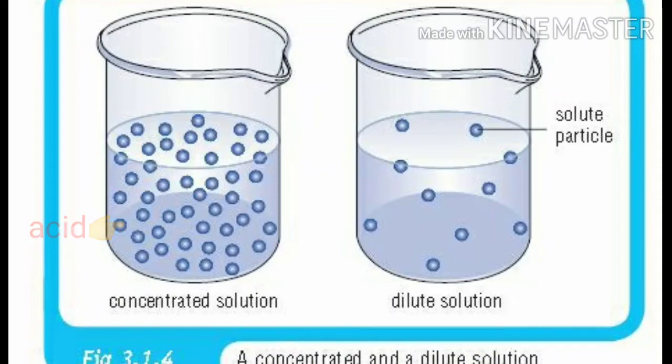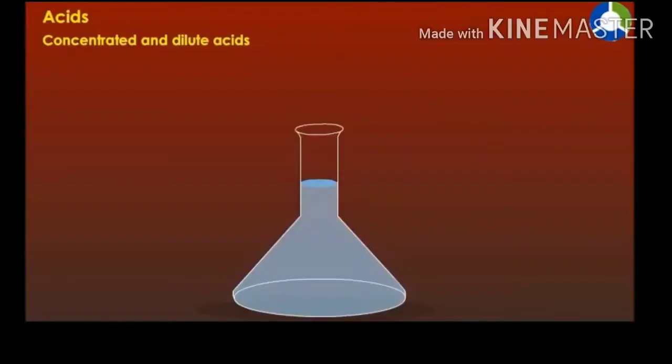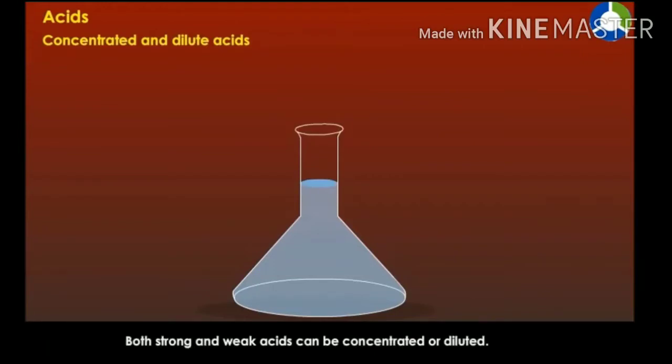Dilute acids are those in which quantity of water is more and the quantity of acid is less. We can make an acid dilute by adding more water to its aqueous solution. Dilute acids contain less hydrogen ions in their solution due to the addition of more water. So, this decreases the acidity and their strength is also decreased. Concentrated and dilute acids: both strong and weak acids can be concentrated or diluted.